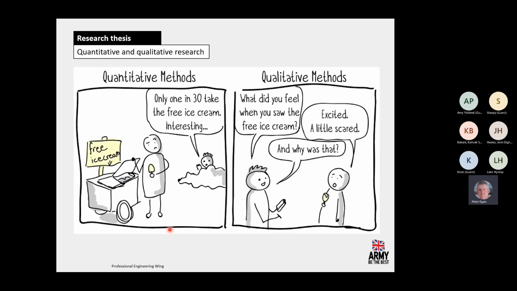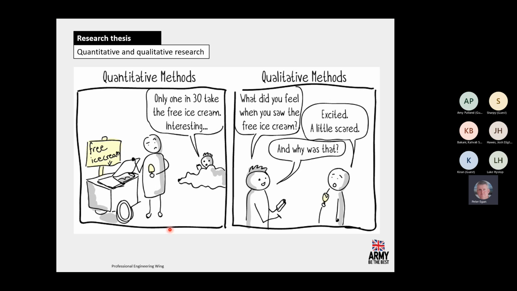Once you've done that, you've identified the area you're going to do your little experiment on. You're then going to look at how you're going to do your research. What's your empirical data coming from? Is it going to be qualitative or quantitative? What's the difference? Well, quantitative data is more about numbers. You can only take one in 30, take a free ice cream. Okay, it says it there on the screen. He's got numbers: 1 in 30.